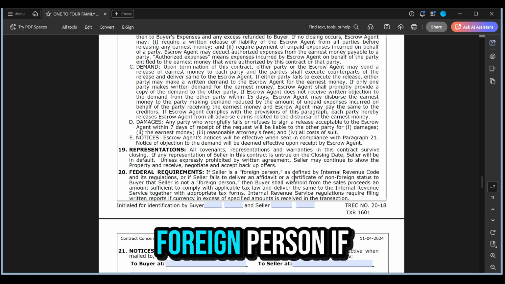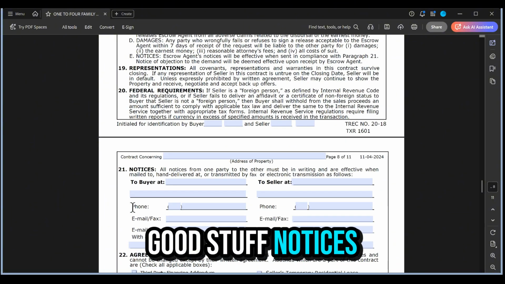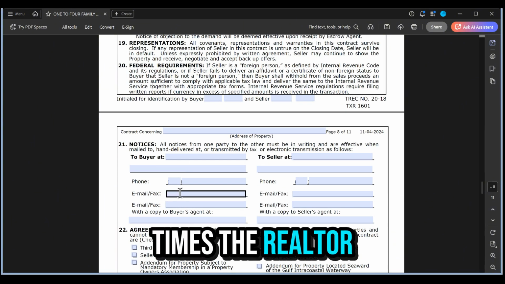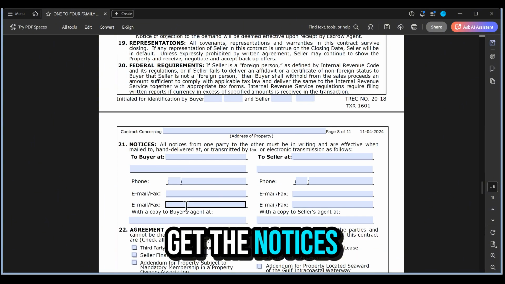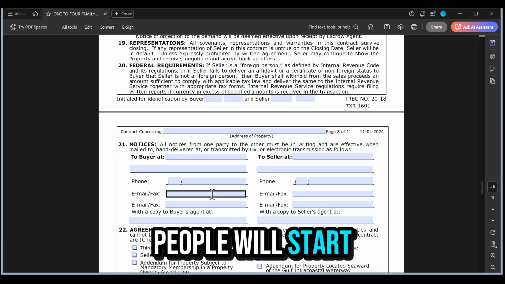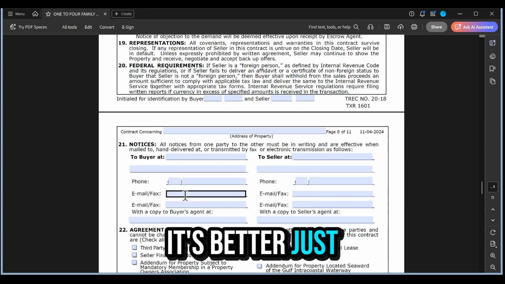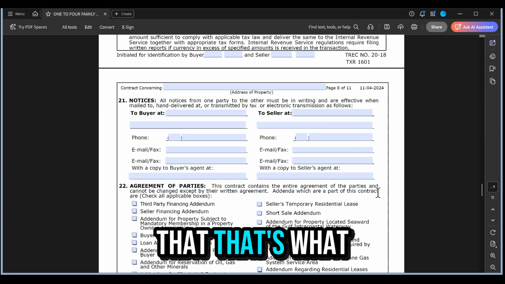Federal requirements: if you're a foreign person, you have to go to the IRS and all that good stuff. Notices: what do you want your notices to go to? A lot of times the realtor will put their information here so they can get the notices, but you can receive them yourself. I don't recommend it because people will start calling you, realtors and the title company, the other realtor, should I say. It's better to just let the realtors handle it. I would agree.